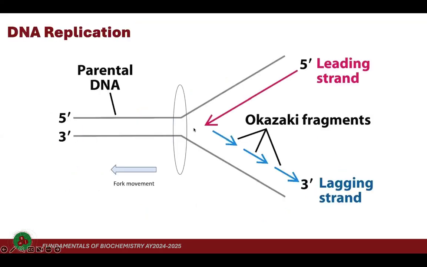Okay, so let's focus on one replication fork. So we have the parent DNA here represented by the gray lines, and we have the pink line and the shorter blue lines representing the newly synthesized daughter strands. And this is where we see why DNA replication is semi-discontinuous.